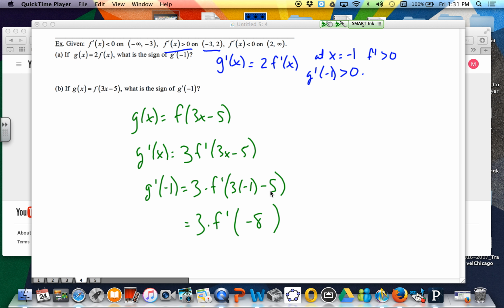So now I'm over in this area where f prime is less than 0. So that means that g prime of negative 1 is going to be less than 0. Let me write that a little clearer. So g prime of negative 1 is less than 0. Hope that helped.